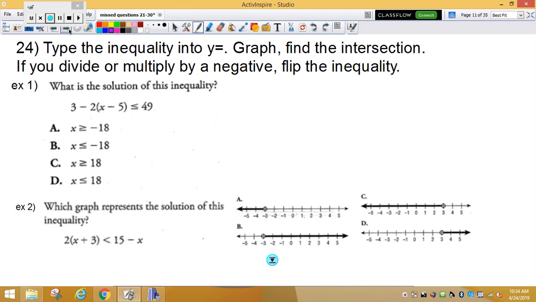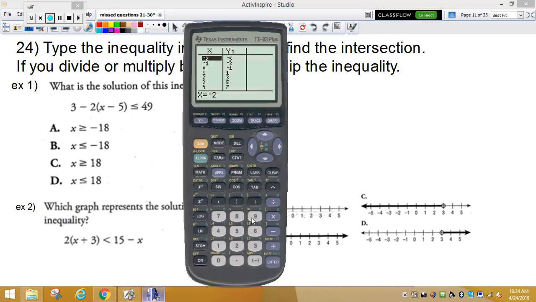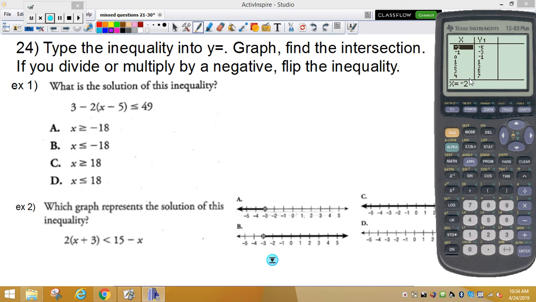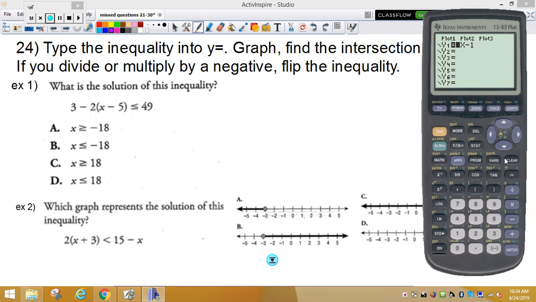24, the way you should do 24. I would type the inequality into my calculator, just like you would if it was an equal sign, and then find the intersection. So that will at least tell me if it's 18 or if it's -18, and then I got a 50-50 shot.